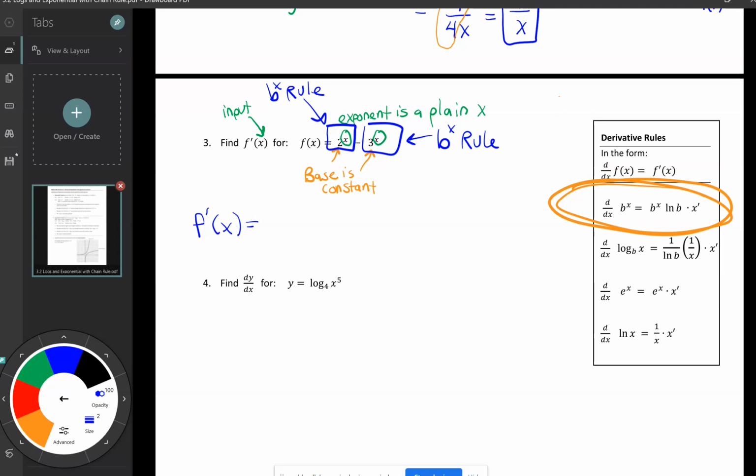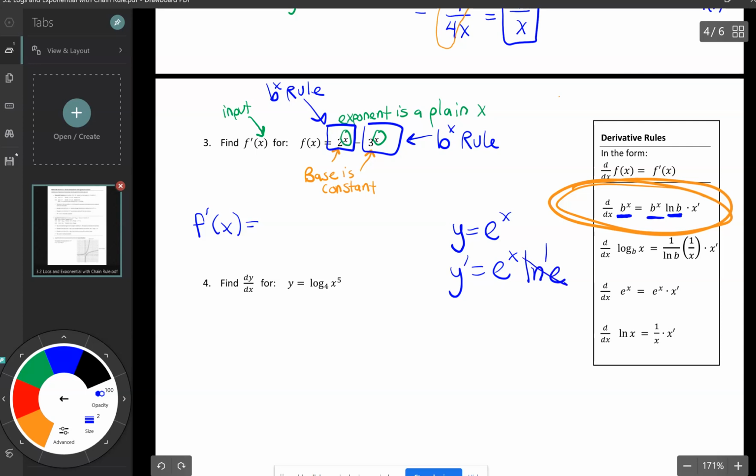Okay, so let's follow that rule. What does the rule say? The rule says if your function is b to the x, then the derivative is b to the x. Does that not look similar to: if your function is e to the x, then the derivative is e to the x? But we have to tack on the natural log of the base, which we're doing here. The natural log of e just happens to be 1, so we don't have to write it. So this is the generic form of the exponential rule. So let's go ahead and do this.